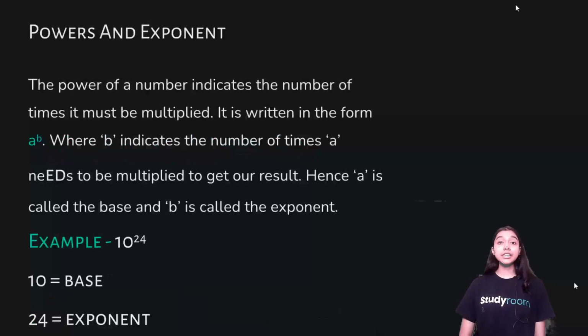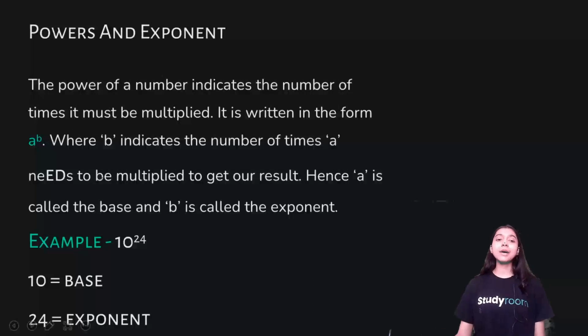The first thing that I'll be teaching you is power. So what is the power of a number? We have observed many a times that somewhere we find 2 to the power of 3. So what does this power indicate? This power basically indicates the number of times a number must be multiplied to itself in order to get the result. For example, if we have a to the power b, then b indicates the number of times a must be multiplied with itself in order to get the result. Here, a is known as the base and it is raised to the power of b. So b is the power and it is also known as exponent.